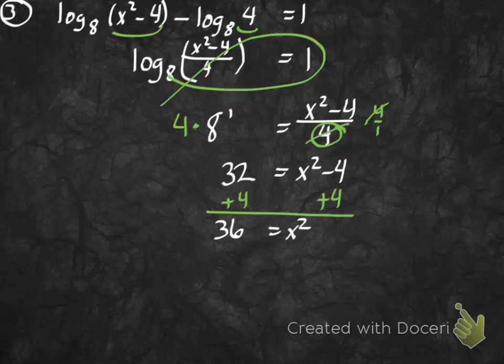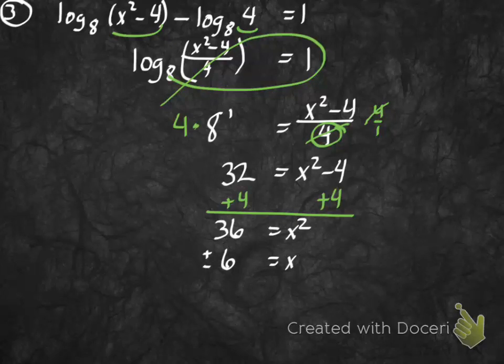So what could x be? 6? Is that the only number? Because we square root it. But could it be both of them, positive 6 or negative 6? So it's plus or minus 6.